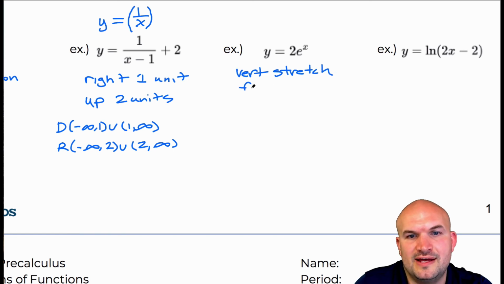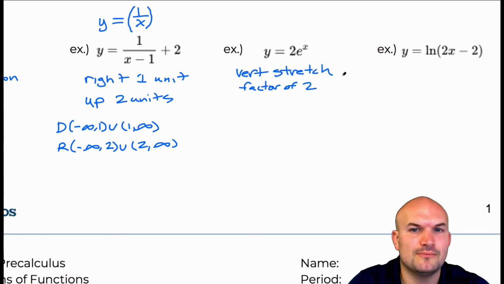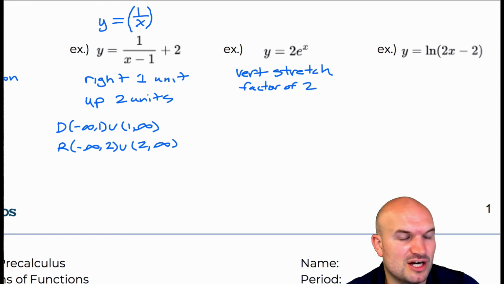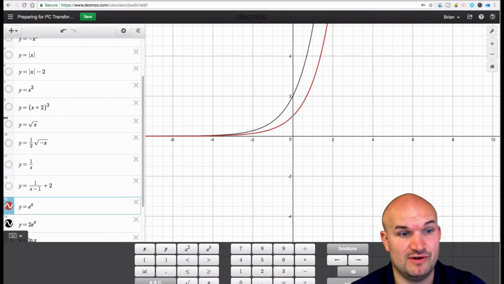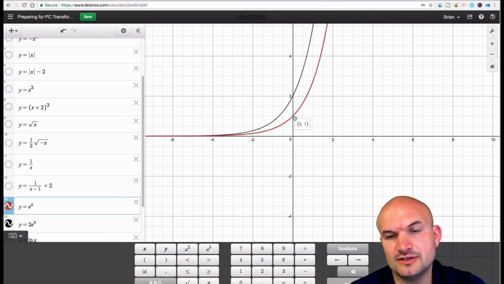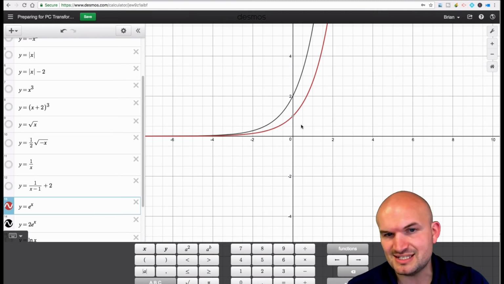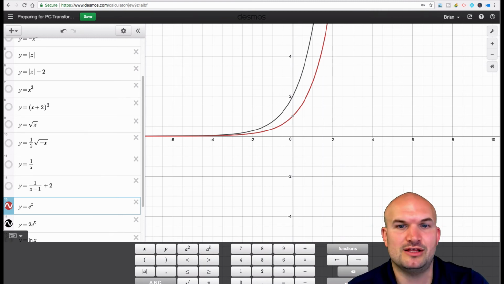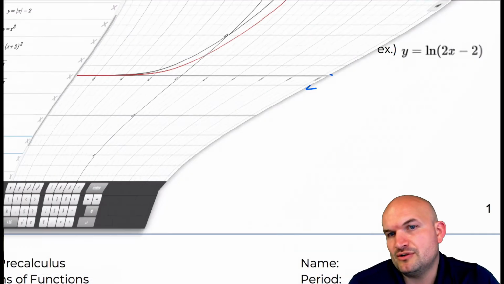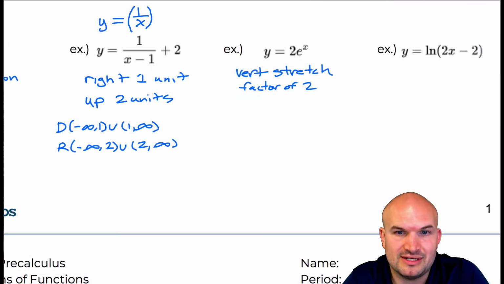And I'll say that is a factor of 2. Now, let's remember our restrictions on the domain and range. The domain is unrestricted and the range is restricted at 0, but just by stretching the graph, that doesn't affect the range either. The graph just got stretched.